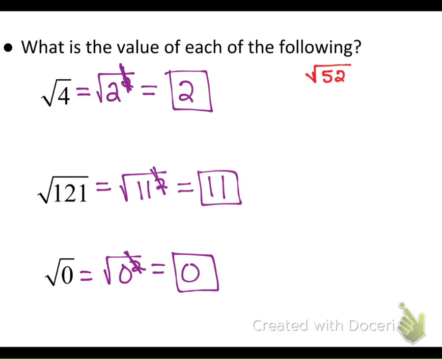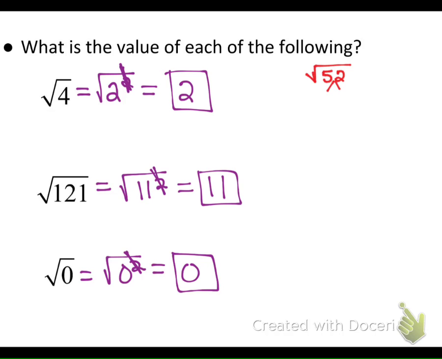Type the square root of 52 into your calculator. You're going to hit second, square root button, 52. You're going to end up with a decimal, right? Well, that means that the square root of 52 is not a perfect square. So you're going to have to simplify it, which is what we're going to learn next week. Okay? So what you're going to do is factor 52.